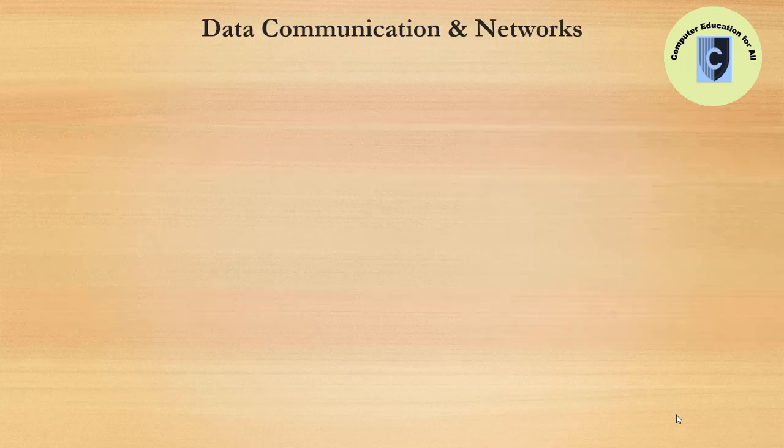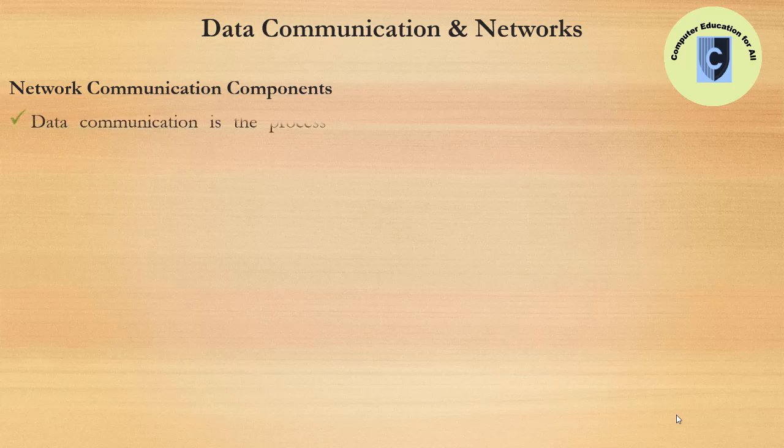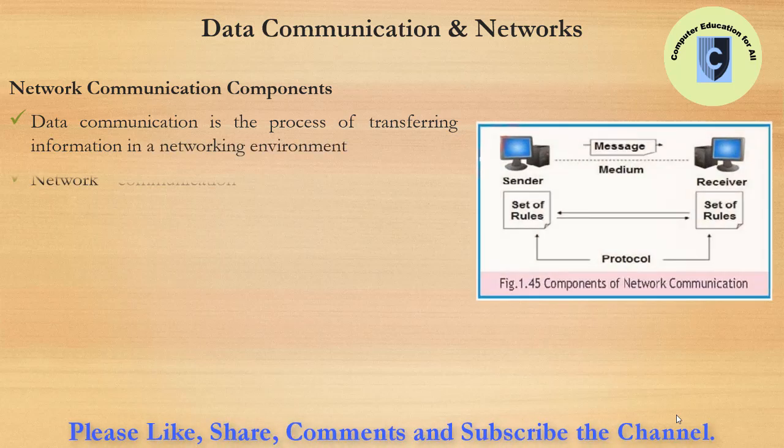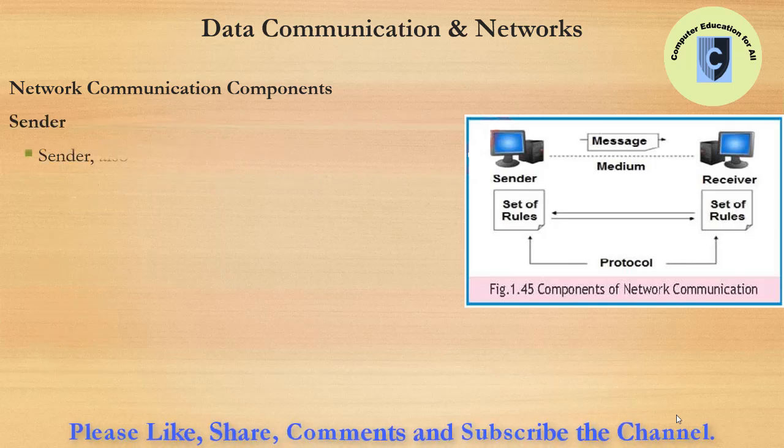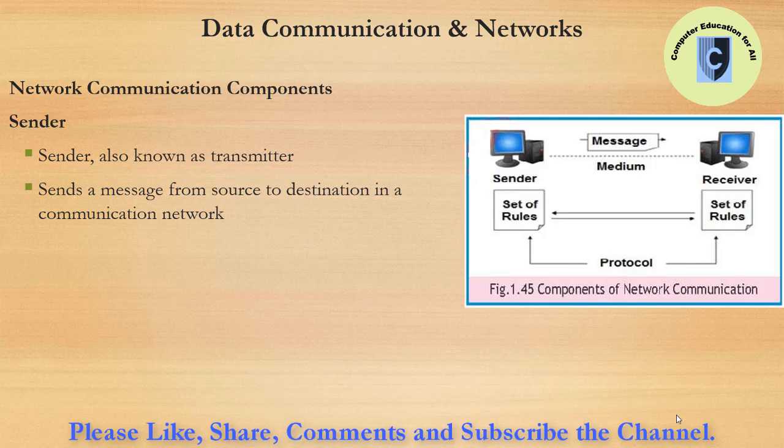Network communication components. Data communication is the process of transferring information from one point to another in a networking environment. Network communication consists of 5 basic components, as shown in Fig. 1.45: sender, message, medium, protocol, receiver.